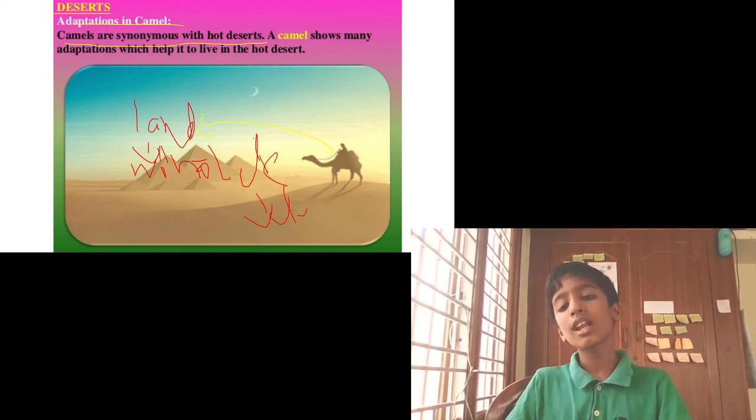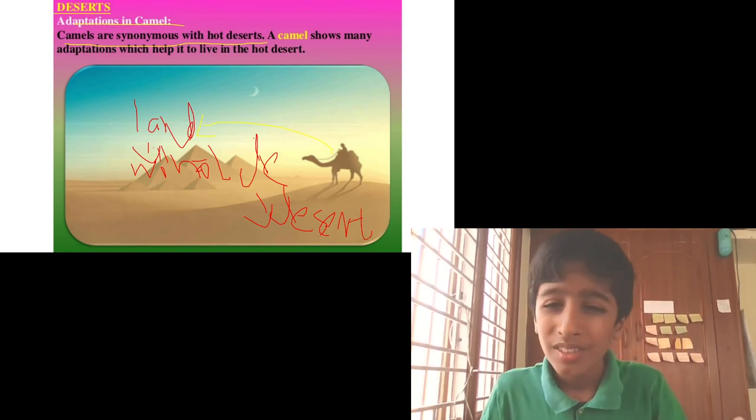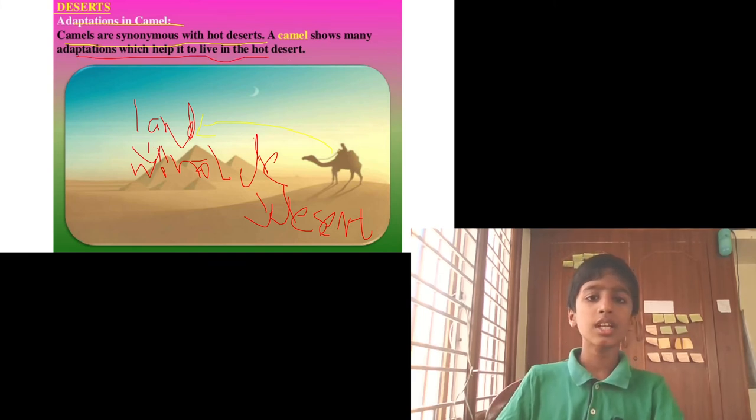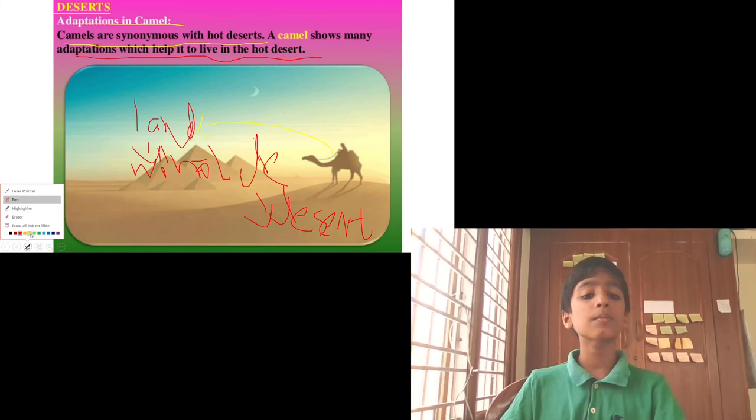They are born in the desert, and if we bring them to our city, they will not die, but they will survive. But they will not be living it. So the adaptations help them to live in the hot desert.